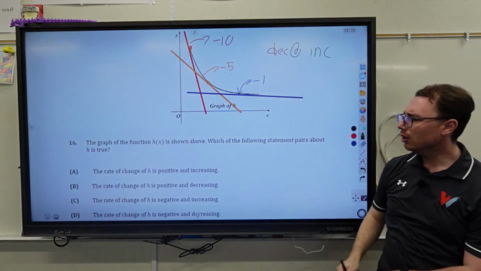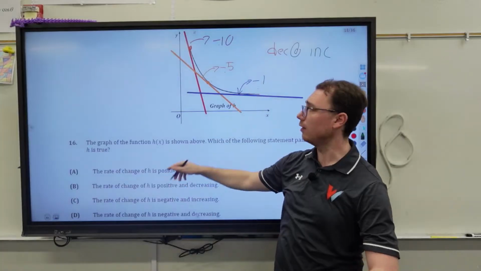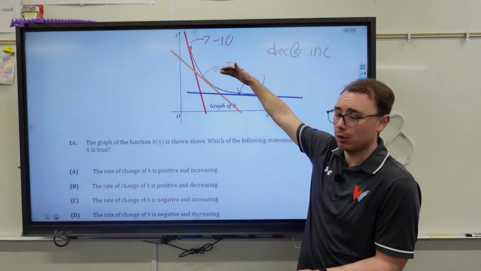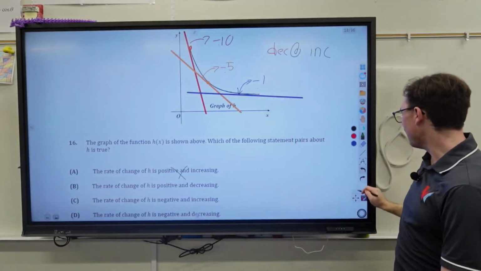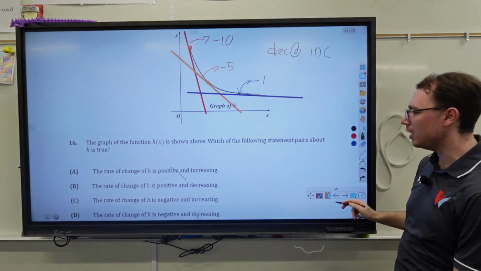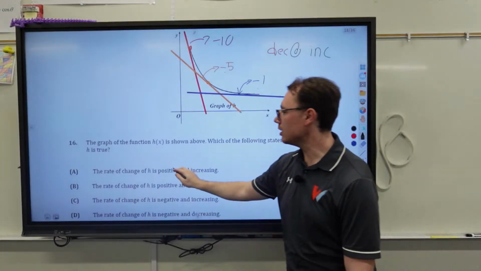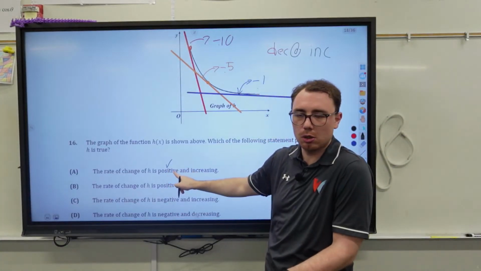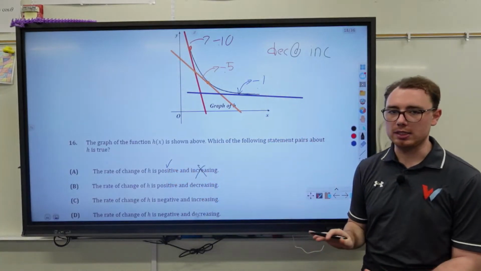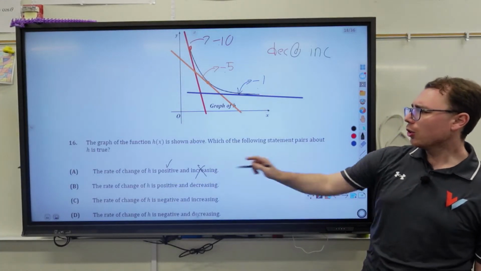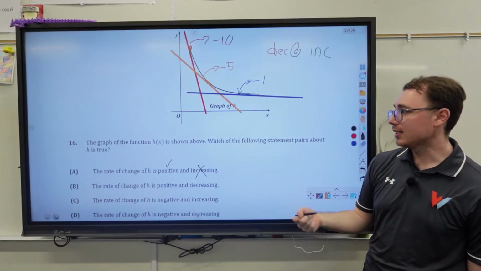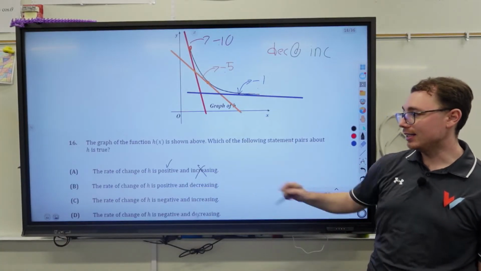So for this one, we know that h of x is positive because it's in that top section of the graph, but saying it's increasing is wrong. So this term technically is correct, but it's definitely not increasing. The graph is going down. Let's take a look at B. The rate of change of h is positive and decreasing.